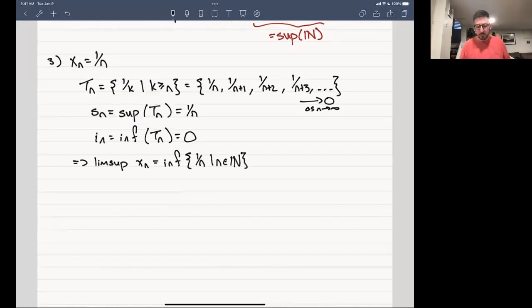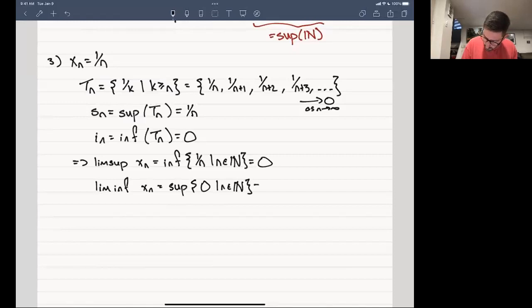So I skipped a step. I just said it's the infimum of Sn, but I know that this is the infimum of 1 over n. Again, this is exactly the same argument that I just made for the infimum of Tn. This thing is equal to 0. And if we look at the lim inf, this is just the supremum of a constant sequence of zeros. And so this thing is also equal to 0.